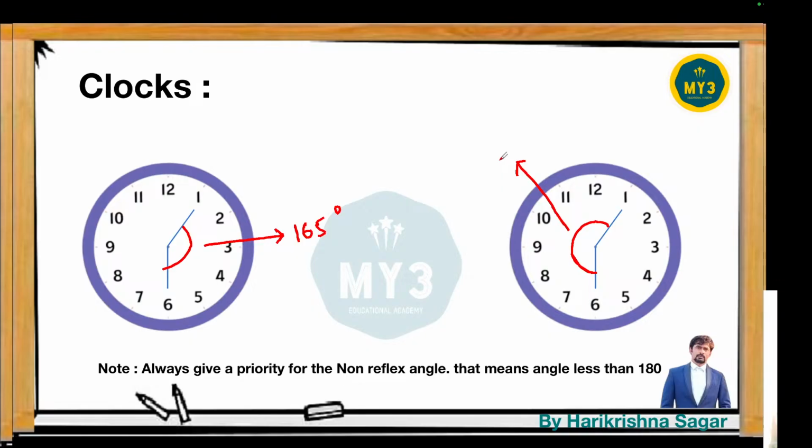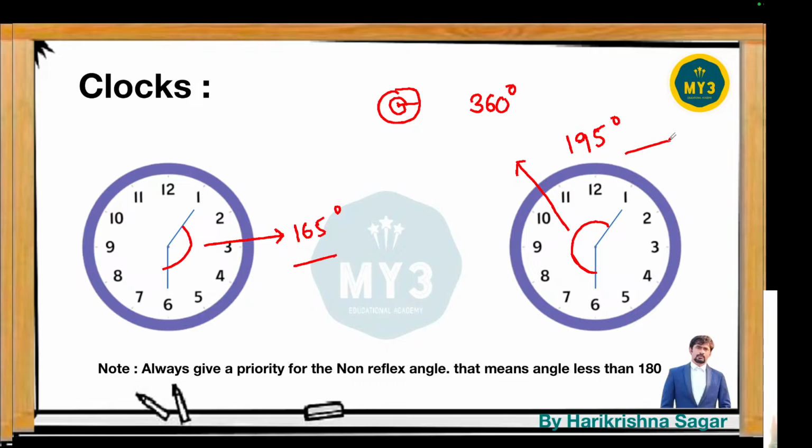So if it is 165, what about the other angle? Because we are dealing with a circle, what is the angle inside the circle? The angle inside the circle is 360 degrees. If you know one angle, this is 165, we can easily get the other angle, that is 360 minus 165, which is going to give a result of 195. So either this is correct or this is correct.